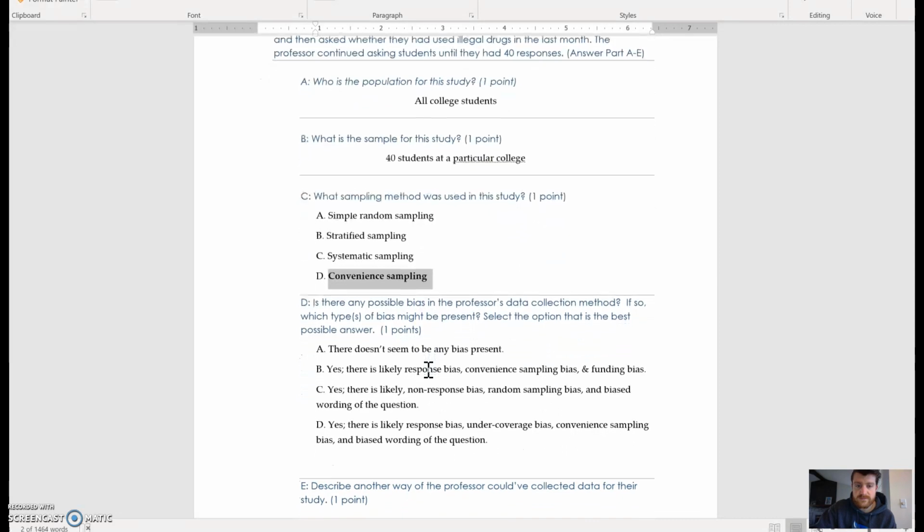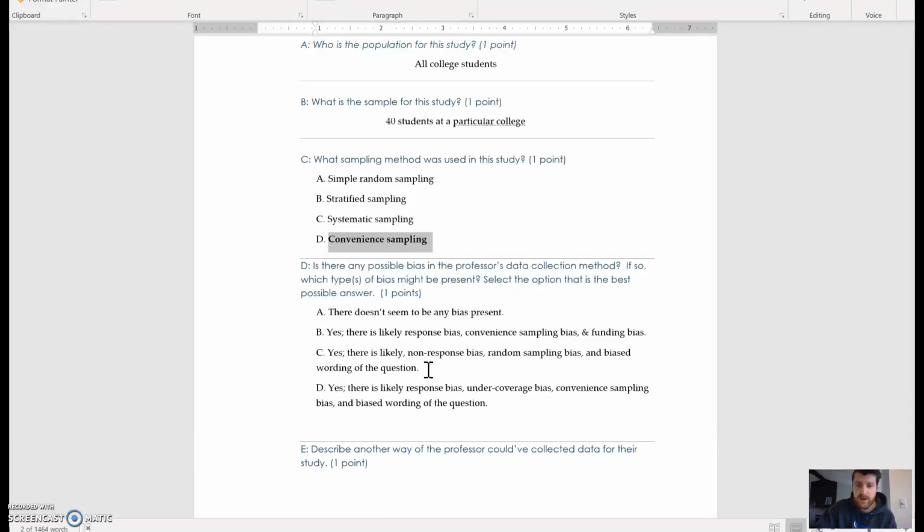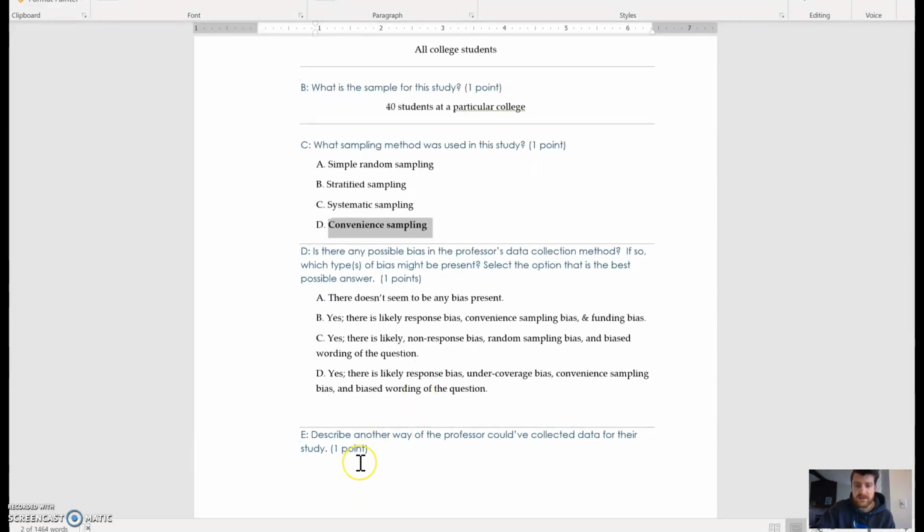Next, is there any possible bias in the professor's data collection method? Yeah, there's definitely bias. First of all, convenient sampling is always a possible bias as is. So we can already narrow it down to cross that out. No A, no C.